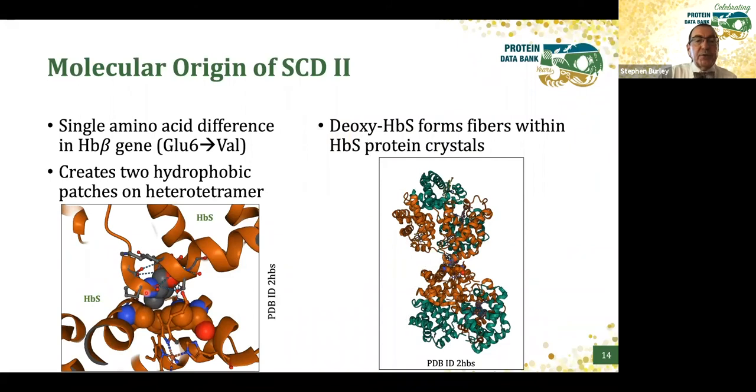In a little bit more detail, you can see here the space-filling rendition of the valine side chain, its interaction with another hydrophobic patch on the surface of an adjacent hemoglobin S heterotetramer. This interface is right here in this assembly that we find naturally occurring in the protein crystals themselves.